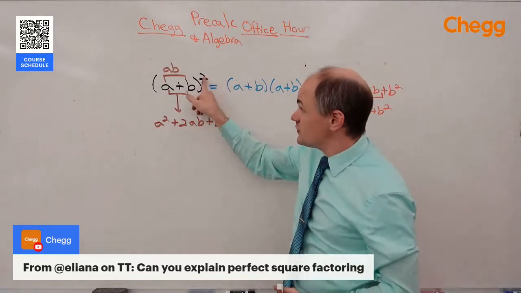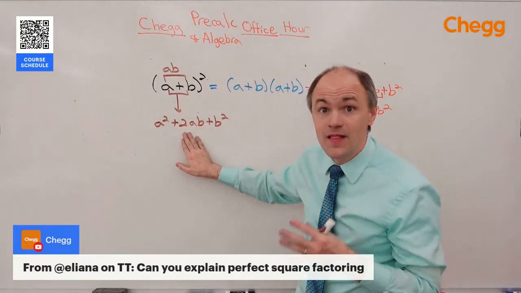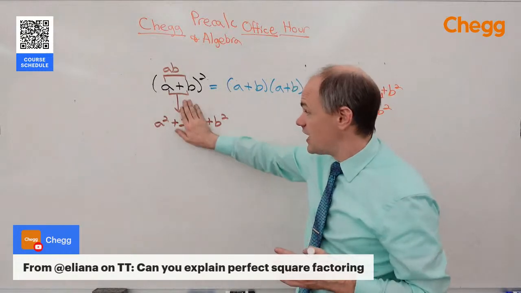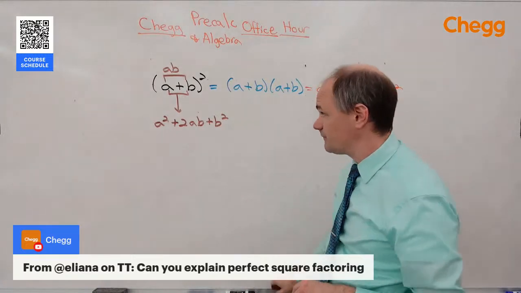If you're doing this trick, you cannot just do a squared and b squared. You lost their middle name. The middle name is really important to this function. A squared plus b squared is wrong. You need that plus 2ab in the middle.